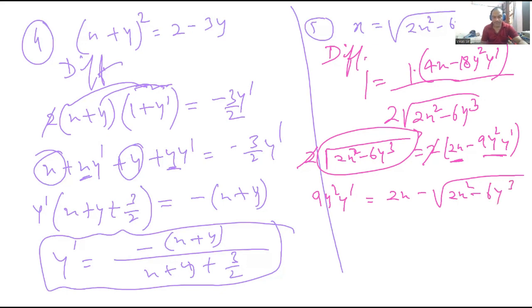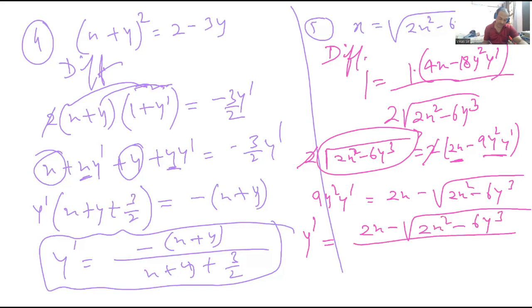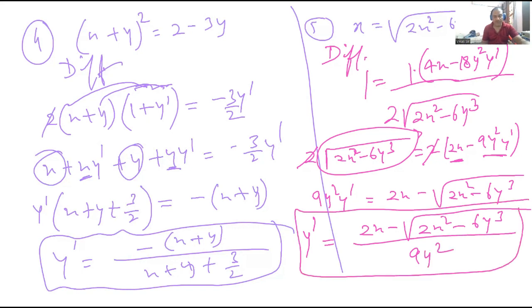Okay. Now, the value of y dash will be equal to (2x minus square root of 2x squared minus 6y cubed) whole over 9y squared. This is the required answer for this part. Okay, I'll do some more questions.